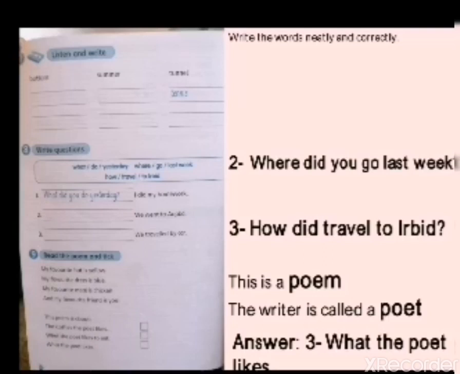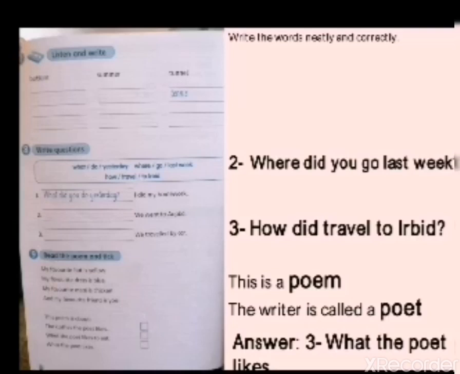Let's read. My favorite hat is yellow. My favorite dress is blue. My favorite meal is chicken. And my favorite friend is you. My favorite hat is yellow. My favorite dress is blue. My favorite meal is a chicken. And my favorite friend is you.